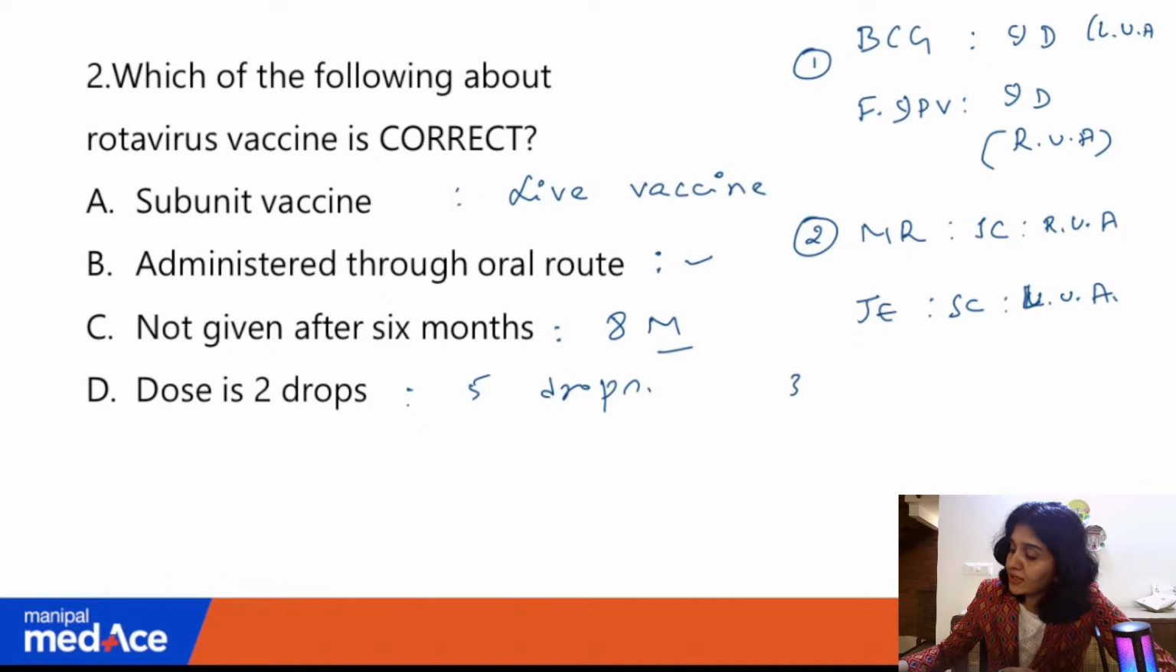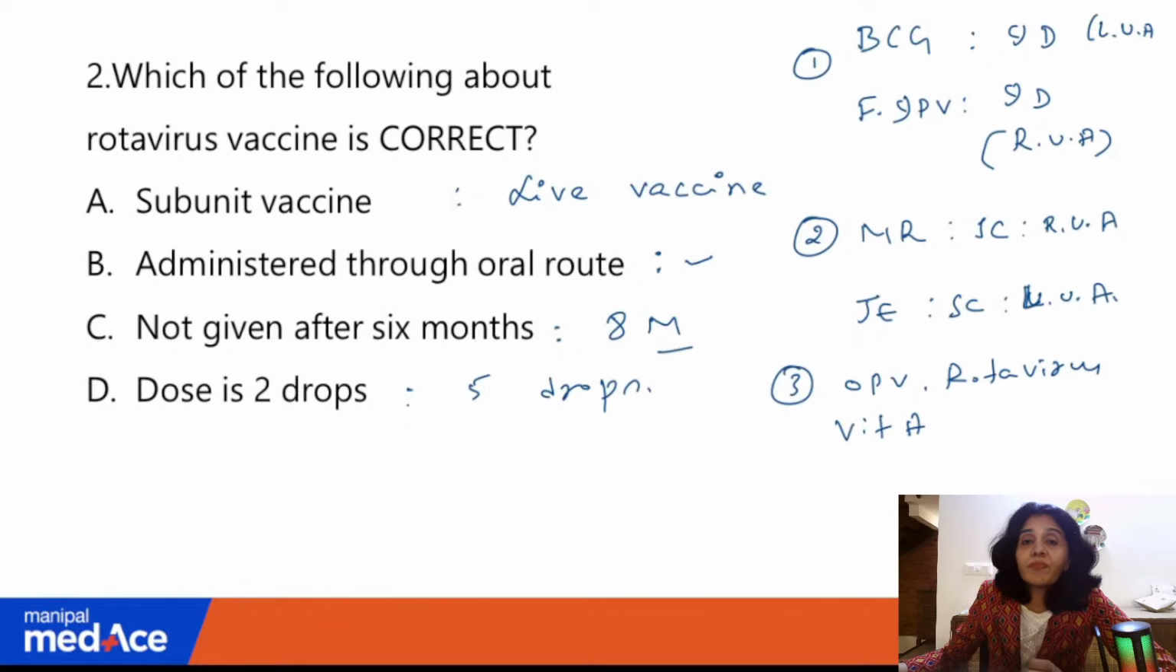Moving on to the next set of vaccines, which are given through oral route. Can you name 3 vaccines which are given through oral route? One is oral polio vaccine, rotavirus, and the last one is vitamin A prophylaxis. These 3 are given through oral route. What are the vaccines remaining now? All the T series vaccines, that is TT, hepatitis B, DPT, pentavalent, all of them are given through intramuscular route. So these are the routes of administration of different vaccines under the national immunization schedule. If you had studied this, you could have answered this correctly, and I'm sure you've answered this correctly.